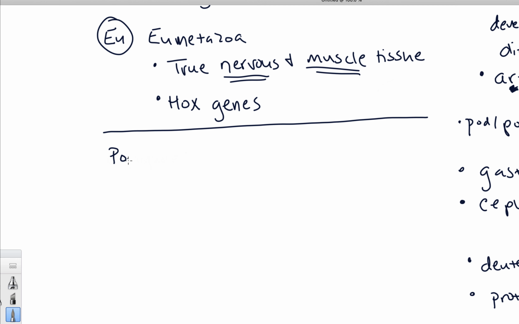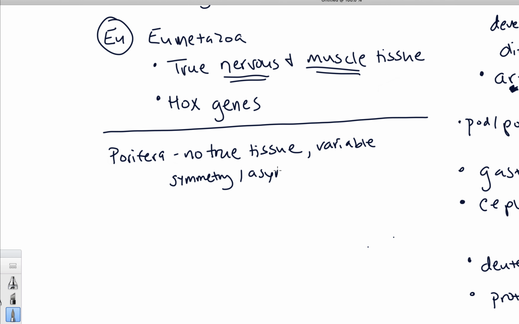Okay, so if we go with Porifera, the sponges, definitely no true tissue. They do have specialized cells, though, that work together. No true tissue, so it's definitely not Eumetazoa. It has variable symmetry: sometimes they could be bilaterally symmetrical species, there are some that are radially symmetrical, and there are some that are asymmetrical, so we can't say that's consistent. Placozoa are asymmetrical.